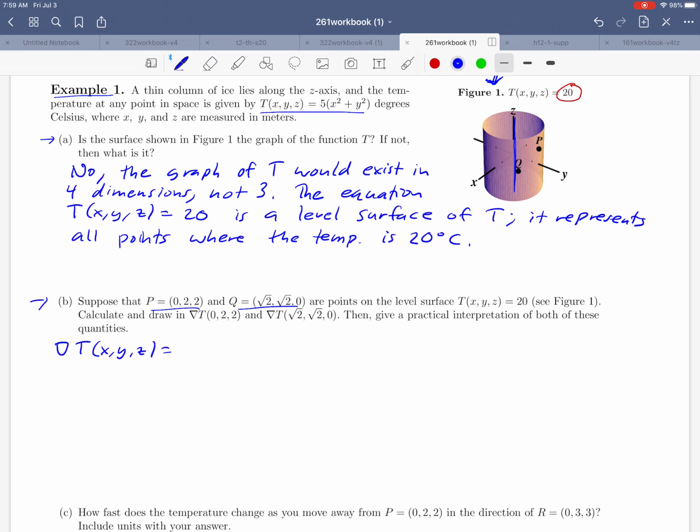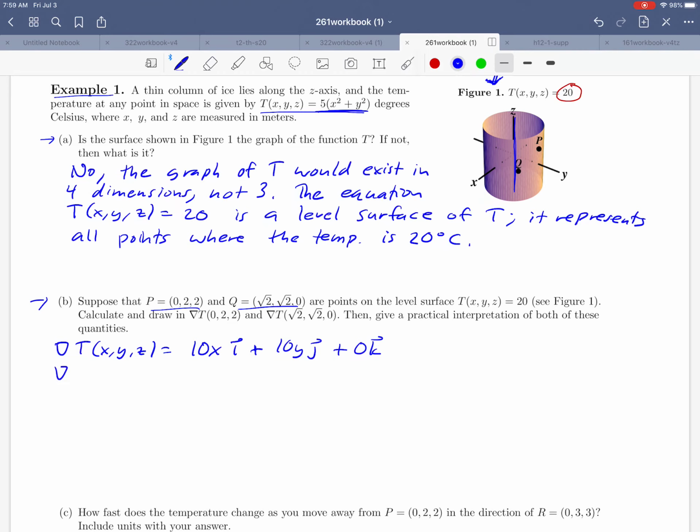As before, calculating a gradient is just about taking partial derivatives. So you take the derivative of 5x squared plus y squared. The derivative with respect to x is just going to be 10x. That y squared term goes away. Then the derivative with respect to y is going to be 10y. And notice that there are no z's in this formula, so we're actually going to get 0k. In other words, just 10x i plus 10y j.